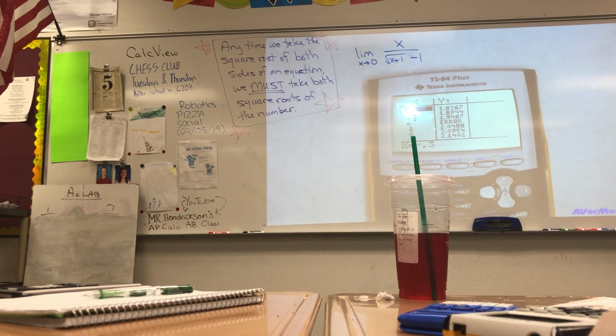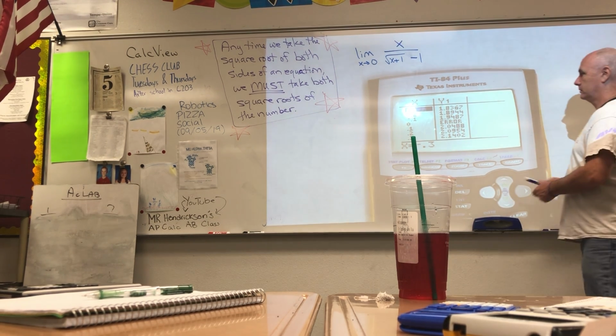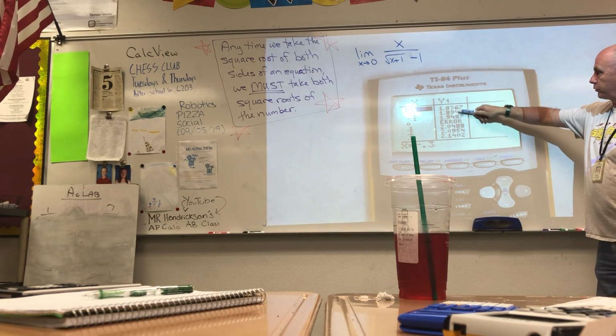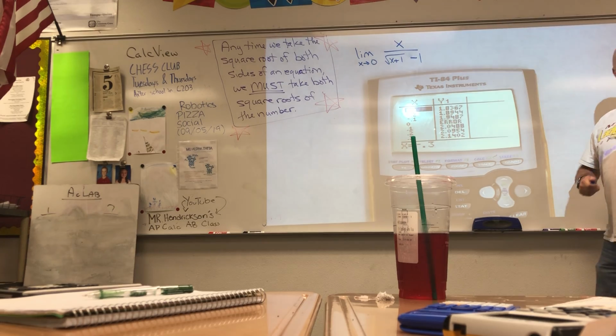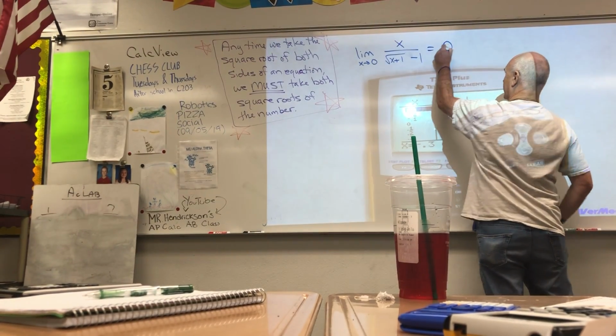So, what's the limit? 2. Negative 2. As we approach 0 from either side, what are we getting closer and closer to? 2. 2. And so that's why that is 2.